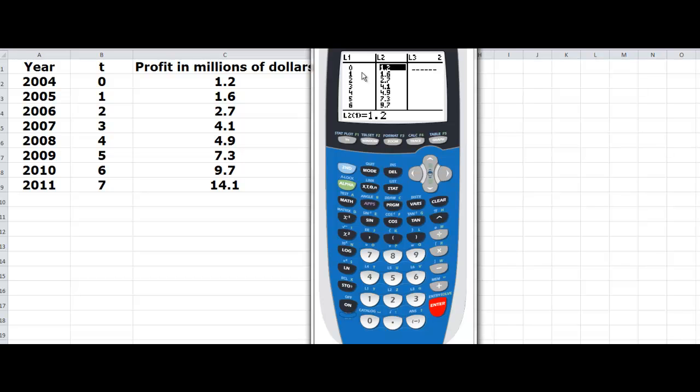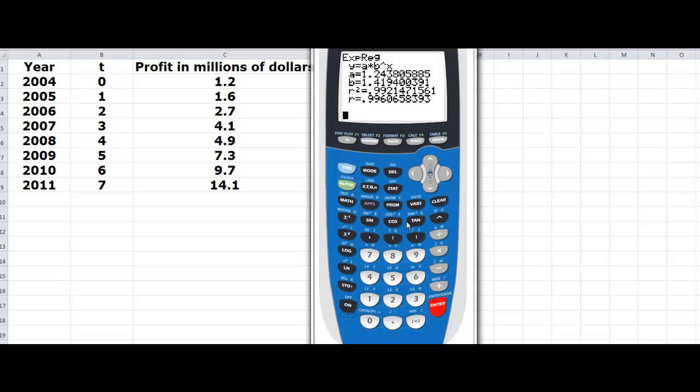So what we have to do first is go to stat, and you can see I have entered the data in here already. In the first column I have the values for t, and in the second column I have the values for L. After entering them, I would do this. Let me just get it again and show you how I got it. I went to stat, then calc. Now we want the exponential regression, because that's the one that we were asked to fit here. So if we do that, this is exponential regression.